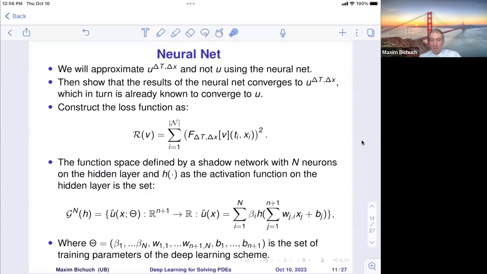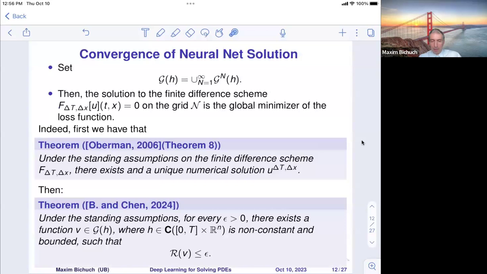Number one, the space of the shallow network with n neurons and just one hidden layer, and h being the activation function. G_n of h is defined very classically, as the linear combination of the activation functions. Theta is the parameter space that we will train in the deep learning scheme. If we take G to be the union of the G_n's, then the solution to the finite difference scheme on the grid, if it is in that space, will be the global minimizer.